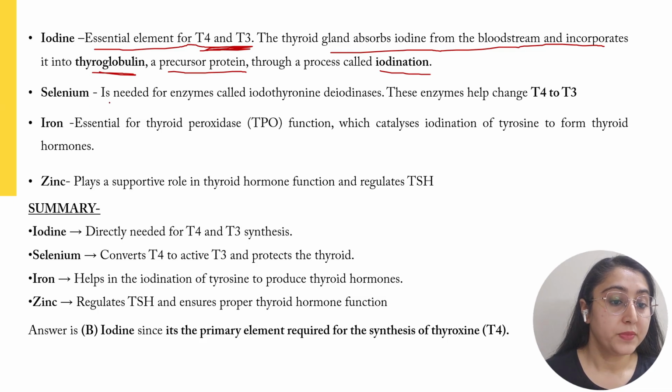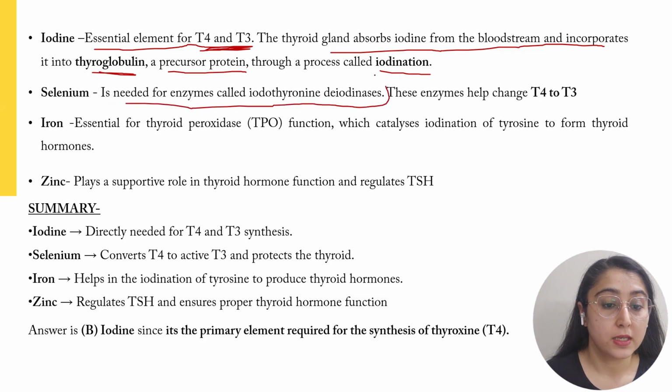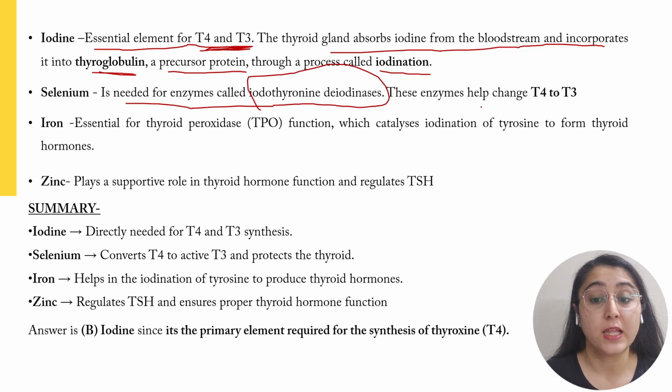Next is selenium. Again, it is needed for one particular enzyme which basically helps to change T4 into T3. So what happens is selenium is required for changing this T4 less active form to T3 in the body.